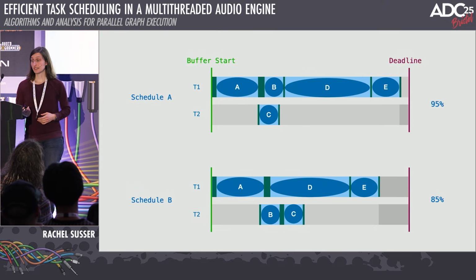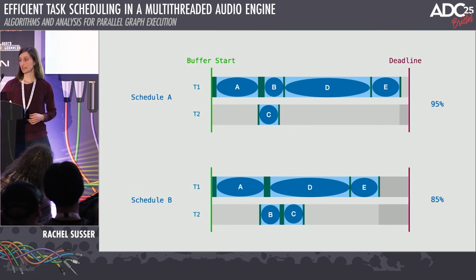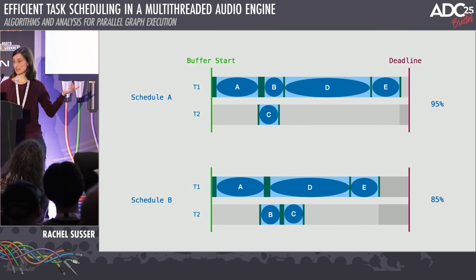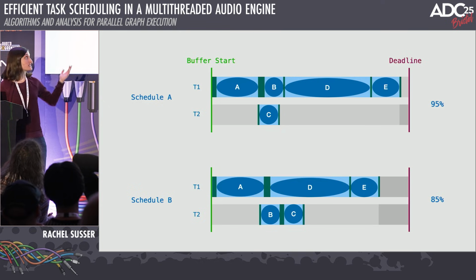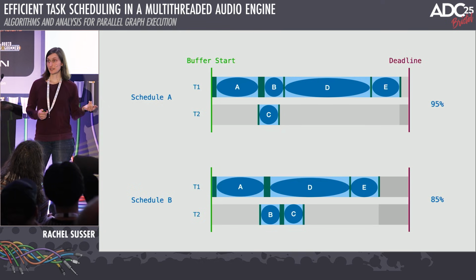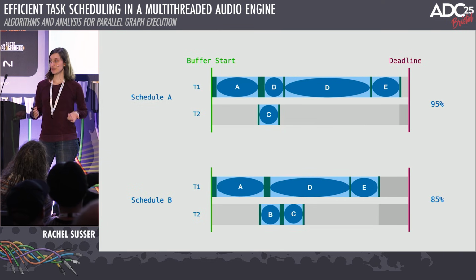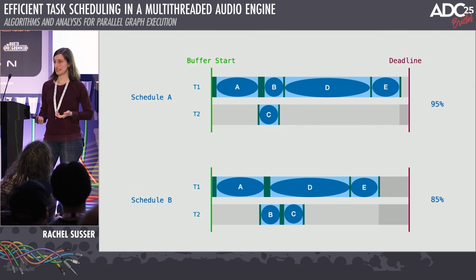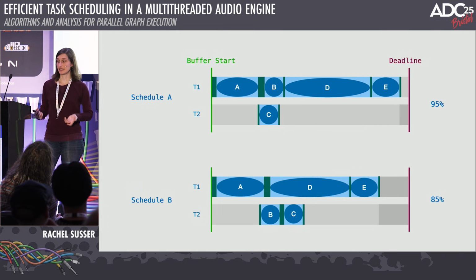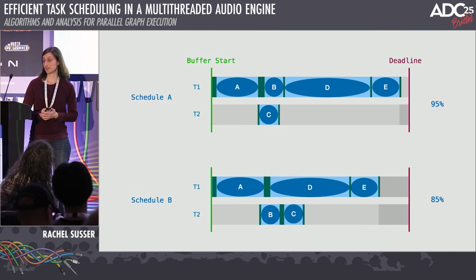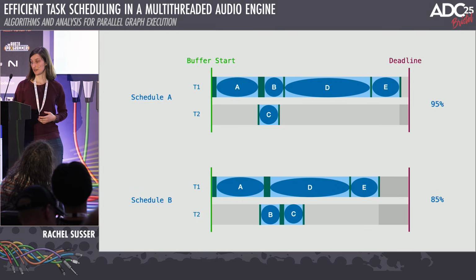You can see here that these two schedules from an earlier example would show up as different values. Schedule A uses 95% of the allotted time, whereas Schedule B only used 85%, meaning that in the latter case, we could theoretically do 15% more work and not miss the deadline.